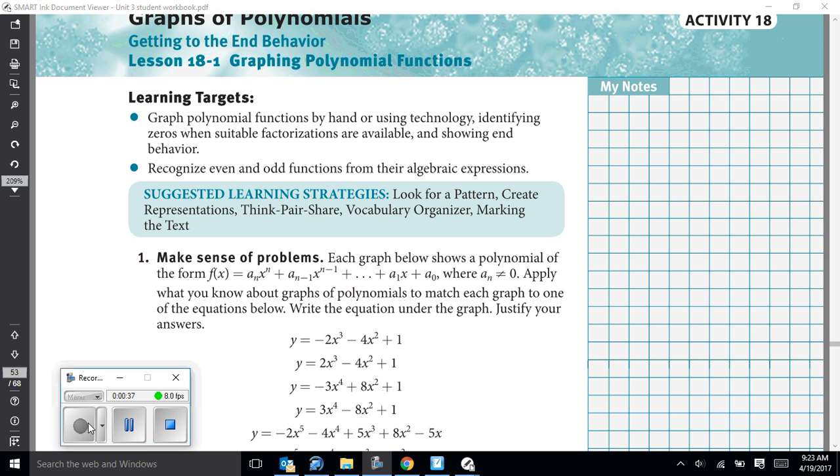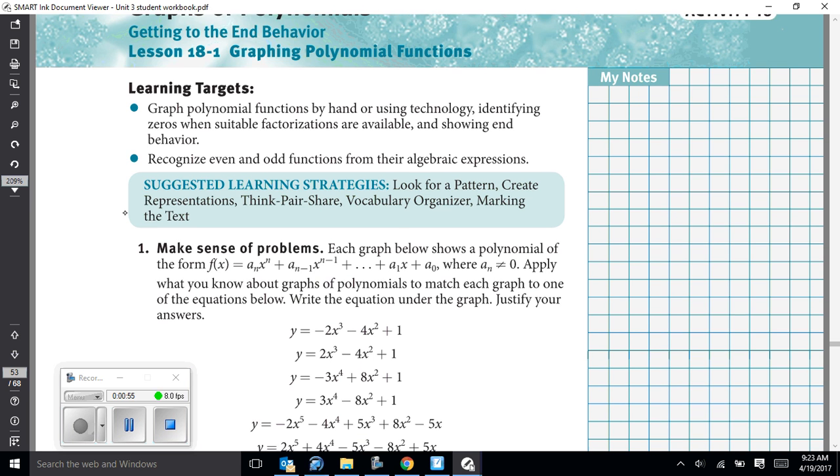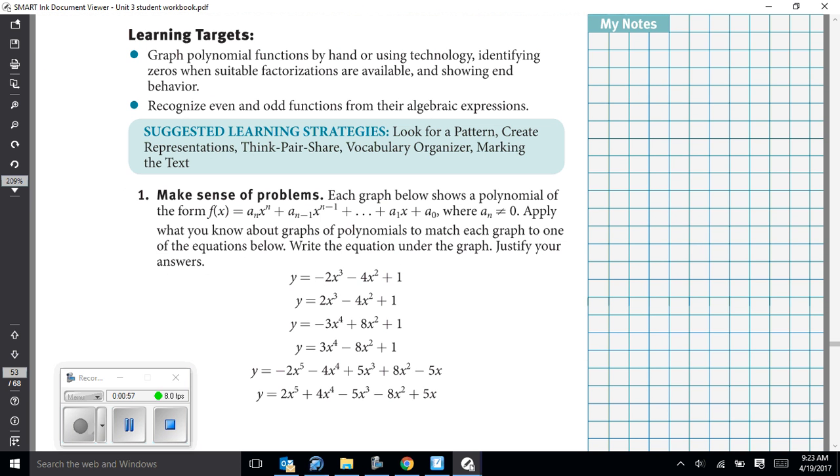And this is great if you don't need the exact graph, but you're just looking at on what interval there is a maximum. You know what's going to happen as you go to the right or go to the left, to anticipate that. All right, so we're going to graph polynomial functions by hand or using technology, identify zeros when suitable factorizations are available and show end behavior, and recognize even and odd functions from their algebraic expressions.